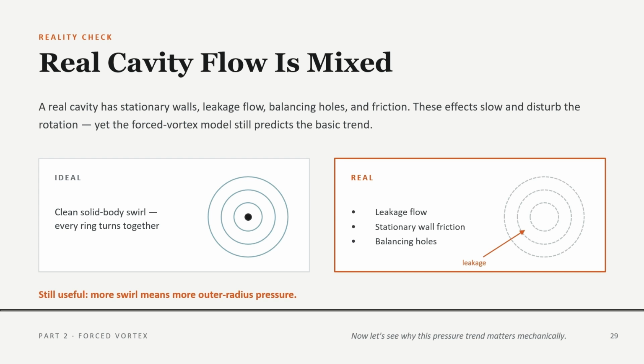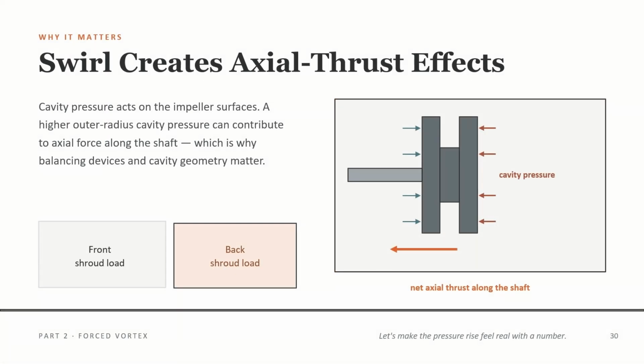Swirl creates axial thrust effects. Cavity pressure acts on the surfaces of the impeller. When pressure is higher near the outer radius on one side of the impeller, it contributes to axial force along the shaft. This is why cavity geometry, balancing holes, and sealing arrangements influence axial thrust. A small calculation helps show how large this pressure difference can be.